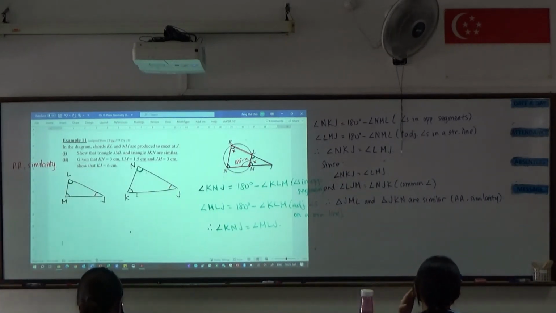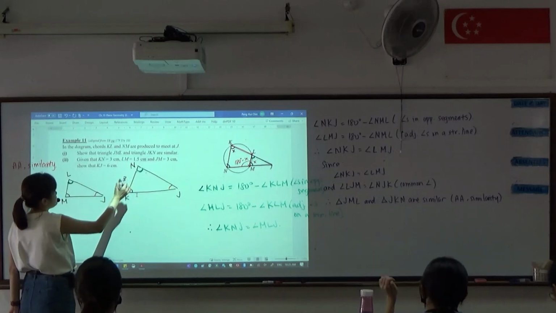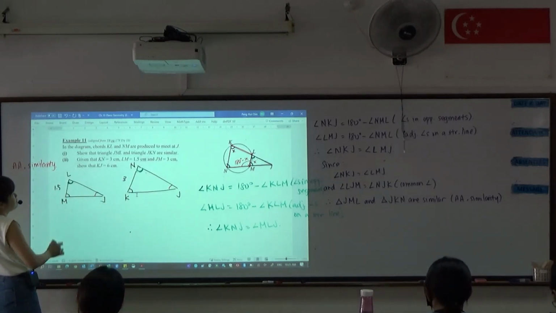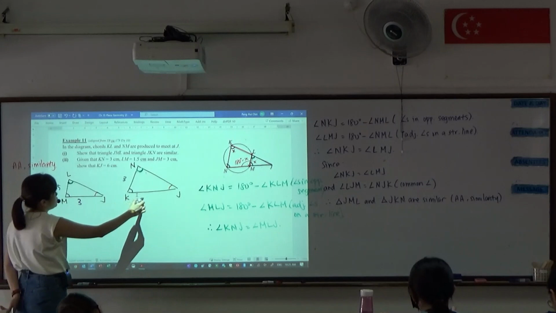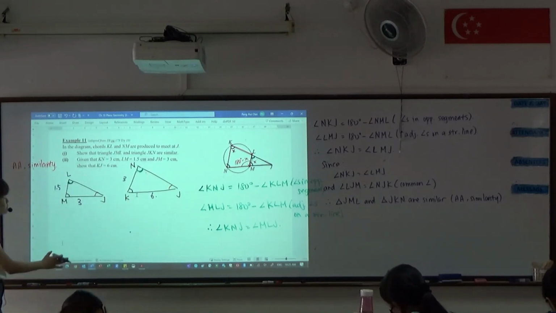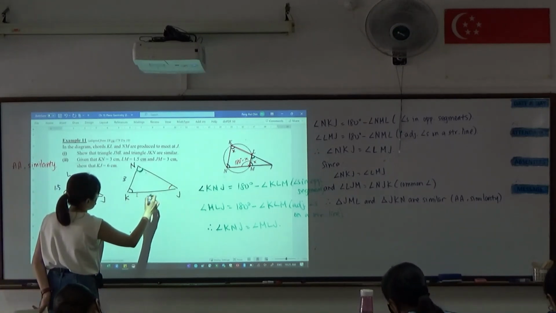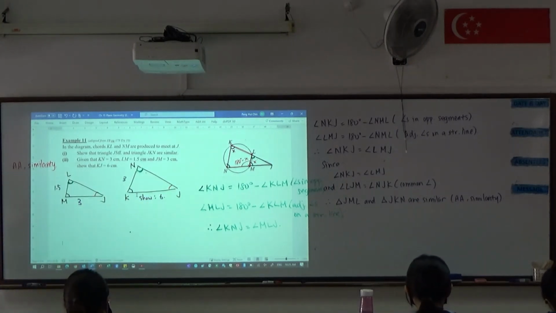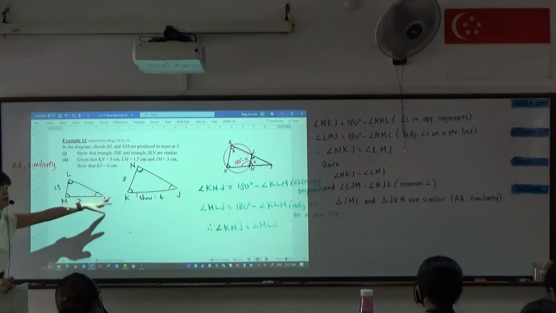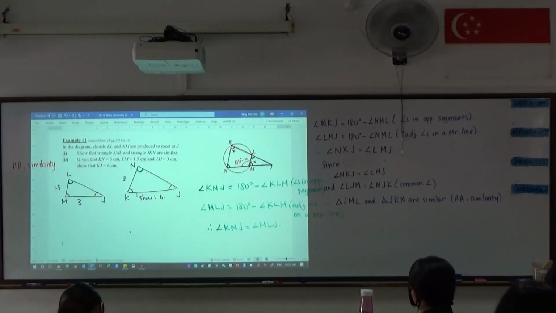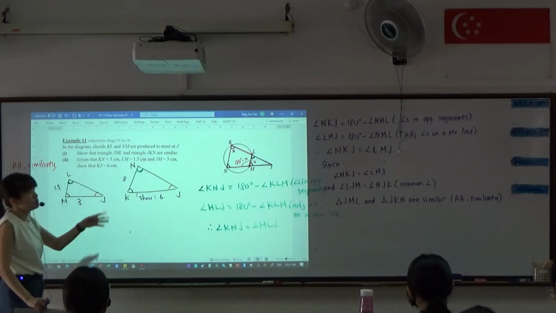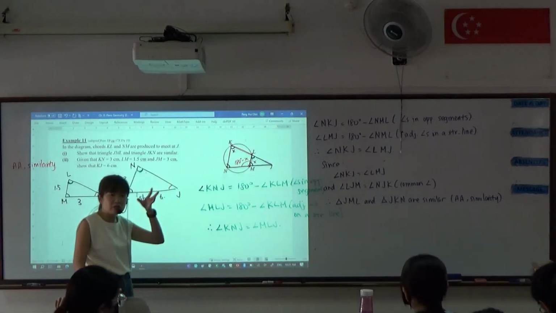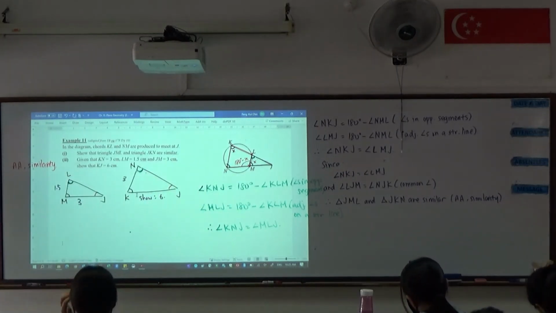Of the lengths that we're given, KN is given to be 3 cm, LM is 1.5, JM is 3, and KJ is 6. Okay, so we want to show that KJ is 6. Okay, so if you have drawn your triangles in this manner, it will be a very quick task. If you don't actually draw it out, relying on this visually, it can be very challenging to see in your brain itself. So I really recommend that you draw it out.